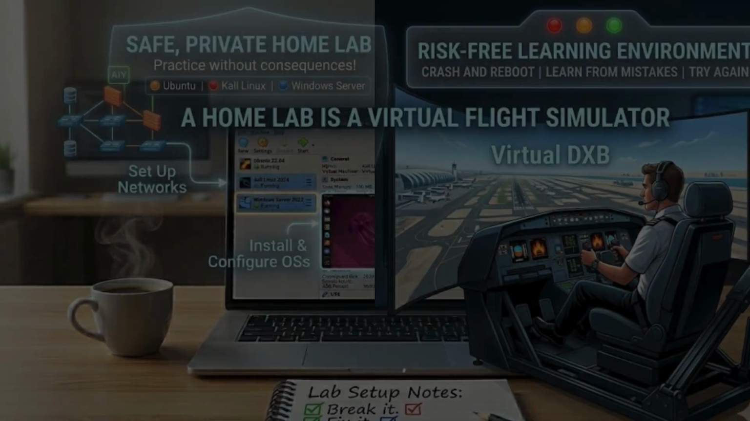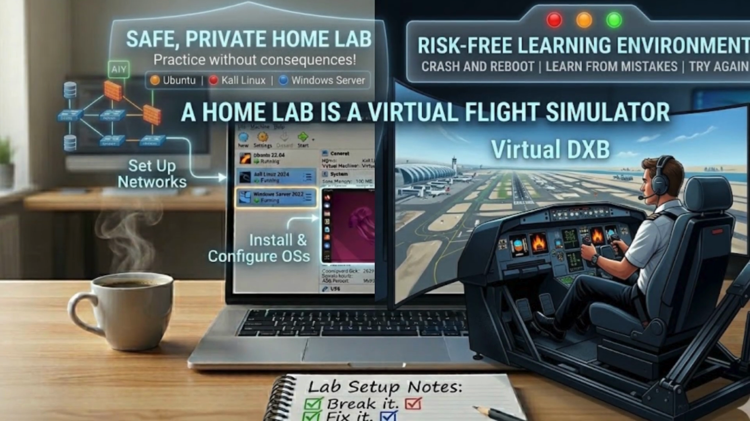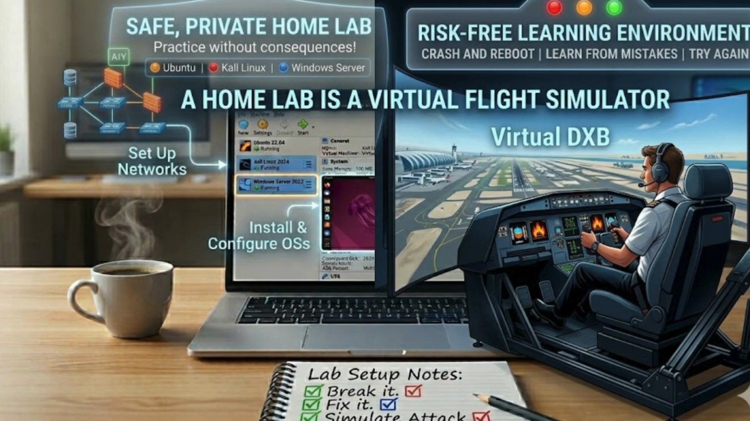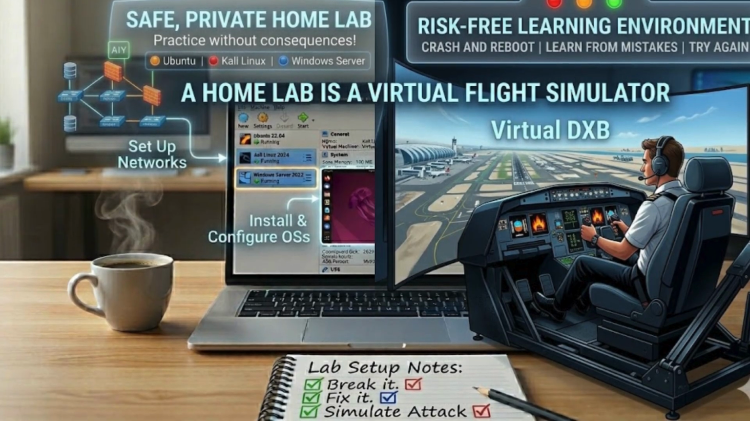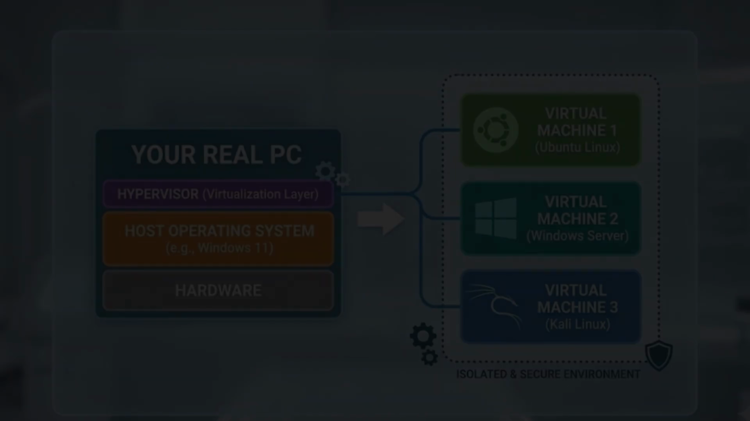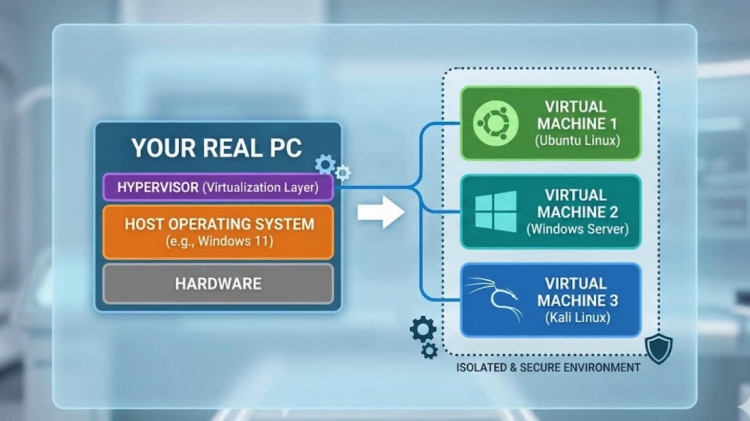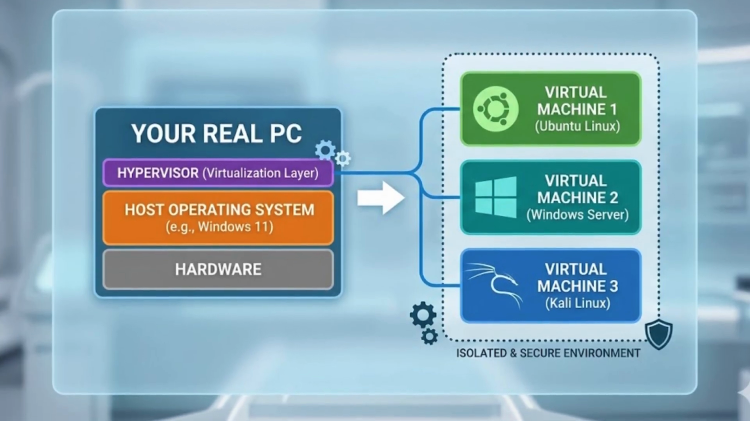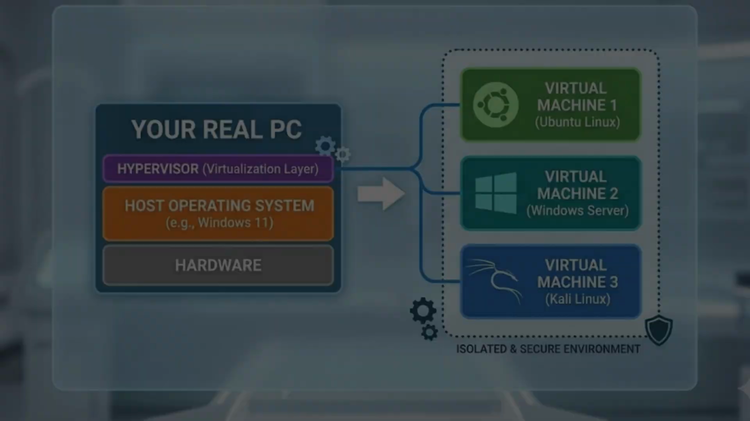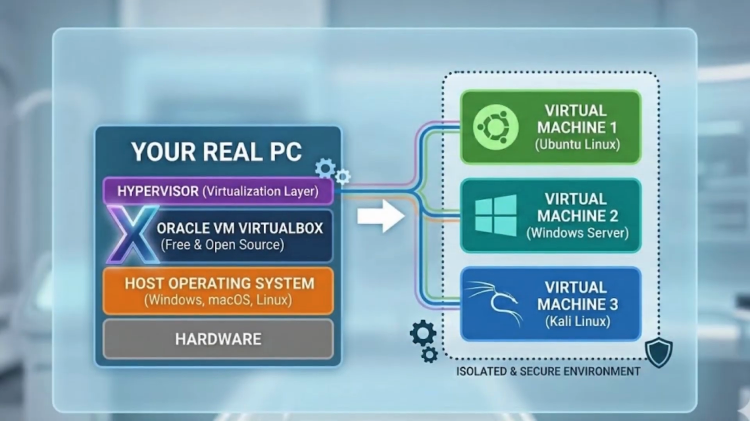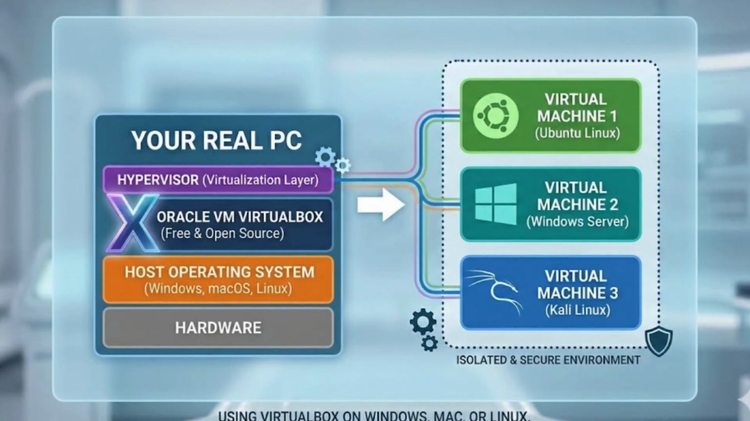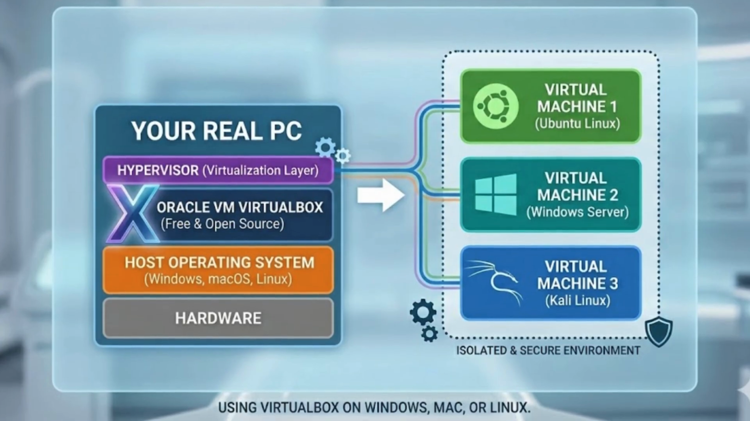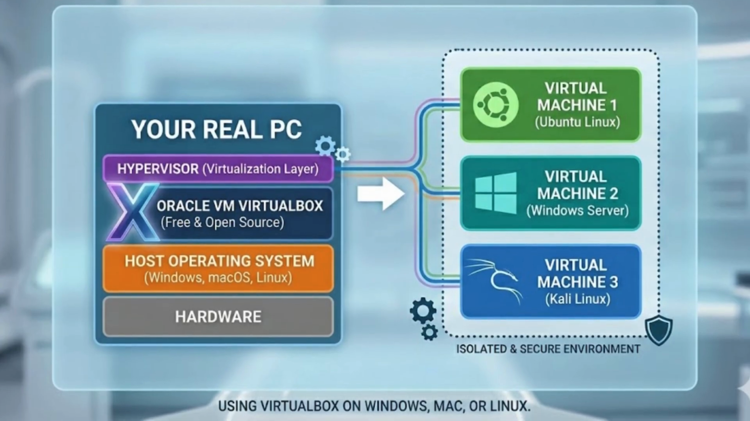Think of it like a flight simulator for pilots. You wouldn't put a student pilot in a real aircraft on day one. You put them in a simulator where they can crash, learn, and try again. That's exactly what a home lab does for IT and cybersecurity students. And the tool that makes this possible is called a hypervisor, software that lets your computer pretend to be multiple computers at once. Today we're using VirtualBox, which is free, open source, and works on Windows, Mac, and Linux.